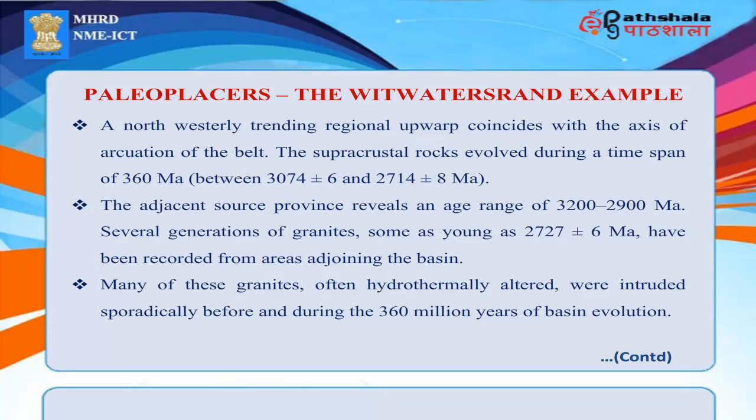A northwesterly trending regional upwarp coincides with the axis of arcuation of the belt. The supracrustal rocks evolved during a time span of 360 million years. The adjacent source province reveals an age range of 3,200 to 2,900 million years. Several generations of granite, some as young as 2,727 plus or minus 6 million years, have been recorded from areas adjoining the basin. Many of these granites, often hydrothermally altered, were intruded sporadically before and during the 360 million years of basin evolution.